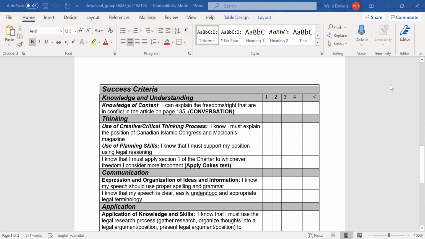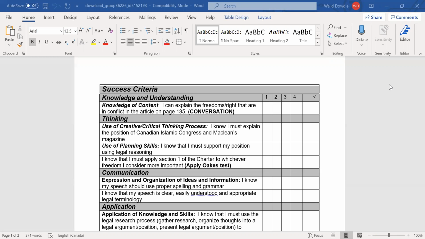I can explain the freedoms and rights that are in conflict in the article on page 135. That's a conversation, again, from your outlines and rough drafts. I will talk to you about that issue. It can be marked based upon your responses. Then next, I know I must explain the position of the Canadian Islamic Congress and Maclean's magazine. So you have to explain what each organization's position is in the article.